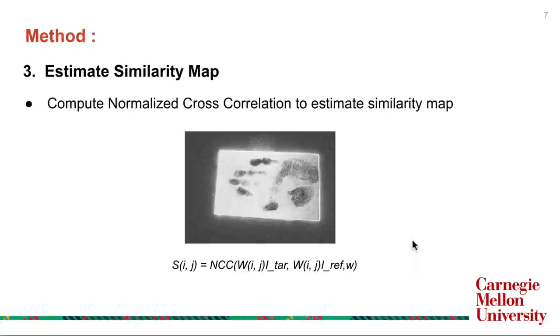Once we align the images, we can estimate the similarity map. We do this by taking both the images, and we take each pixel from both the images and take a small patch around these pixels and compute normalized cross correlation. The value of this normalized cross correlation gives us a similarity map. This tells us how similar the patches taken from these two images are. Lower values indicate tampering around the pixel.